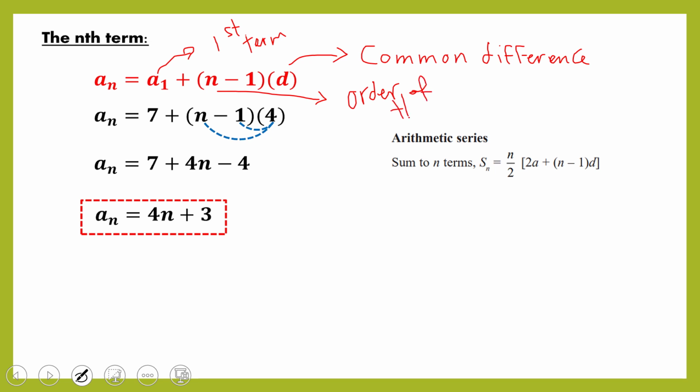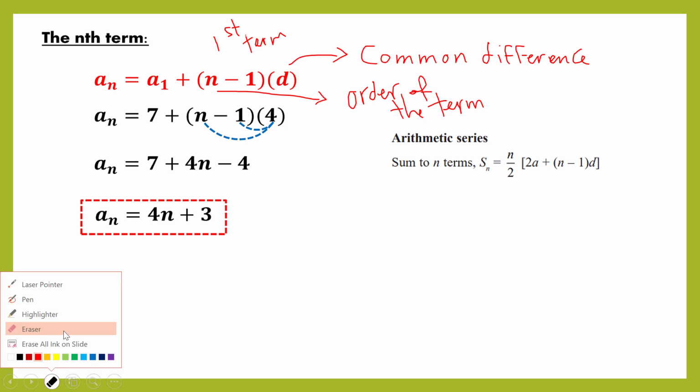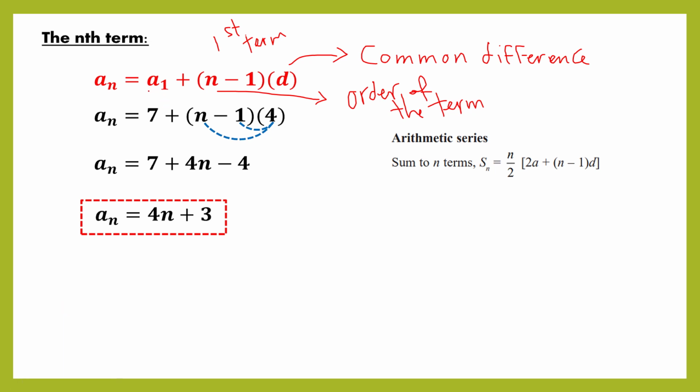If you want to get the nth term, n is the order of the term, a1 is the first term, and d is the common difference if the sequence is increasing by a specific rate or decreasing by a specific rate. For example, here if we have an arithmetic sequence, the first term is 7 and the common difference is 4. So you keep 7 as it is, and then you expand 4 on this bracket, so it's going to be 4n minus 4, and then you collect the like terms. So the nth term of this sequence is an equals 4n plus 3.